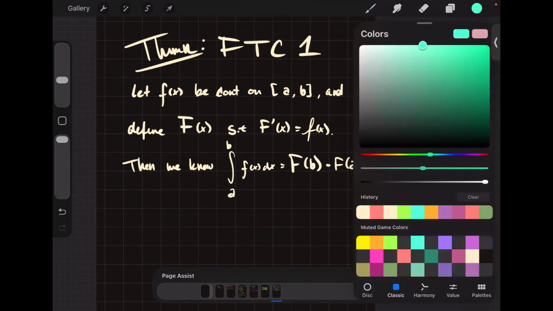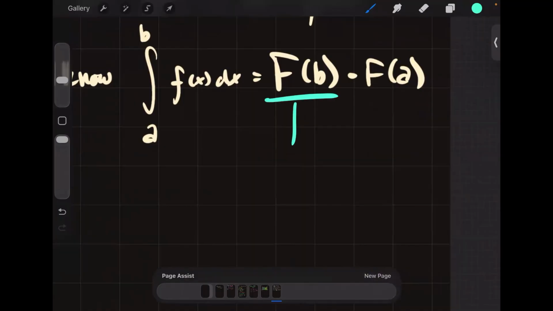And to break it down a little bit, we know that this gives the area of, oh, hello.